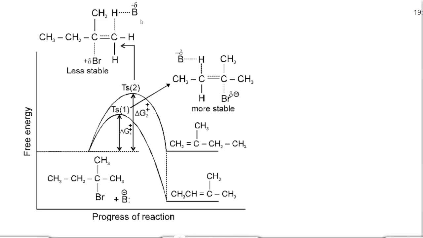say in first case it is less stable, so its activation energy is high. If transition state is less stable, activation energy is high; if transition state is more stable, its activation energy is low, and therefore we get two products. This is more stable product, thermodynamically more stable product, and this is less stable product.